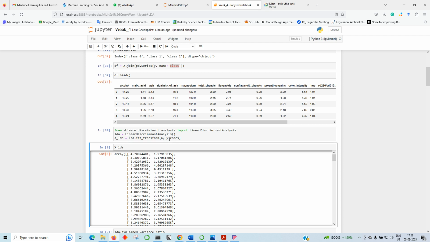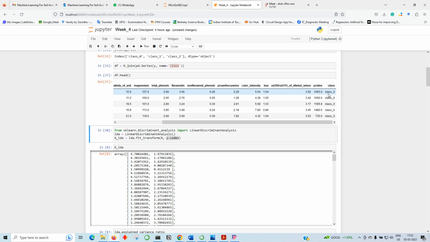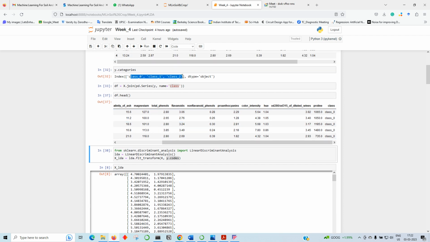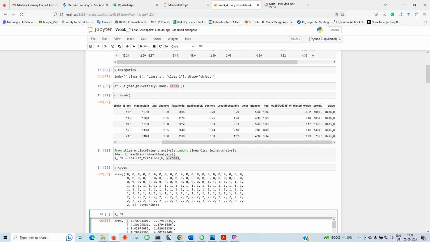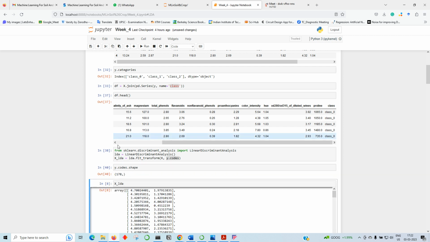So let's see, why did I use y.codes? If you see, in this we have class 0, class 1, class 2, which are strings. When we are doing any kind of mathematical operation, we cannot use strings. That's why we assign a numerical value to each of these classes. For class 0 we have assigned 0, class 1 we have assigned 1, class 2 we have assigned 2. If you check the length, you see that for 178 examples we have 178 coded classes.